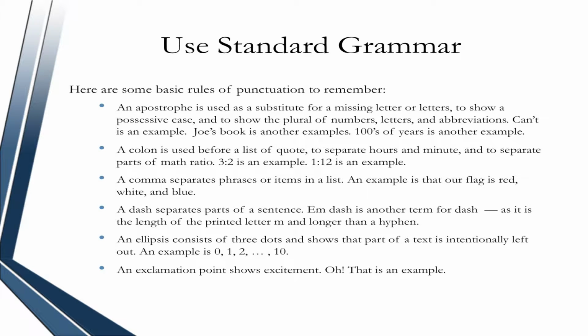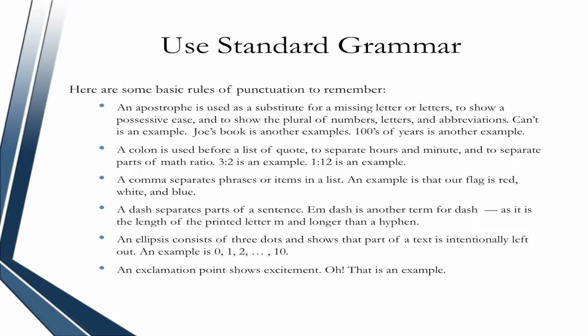Punctuation. Here are some basic rules of punctuation to remember. 1. An apostrophe is used as a substitute for a missing letter or letters, to show a possessive case, and to show the plural of numbers, letters, and abbreviations. Can't is an example. Joe's book is another example. Hundreds of years is another example.